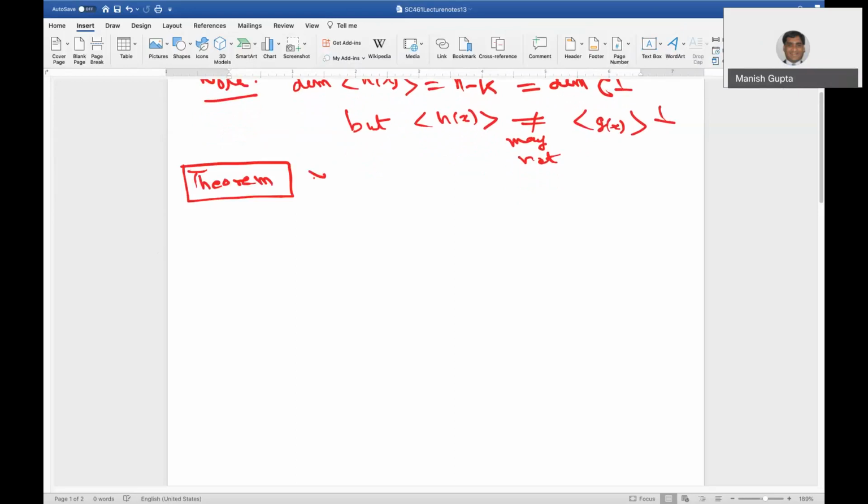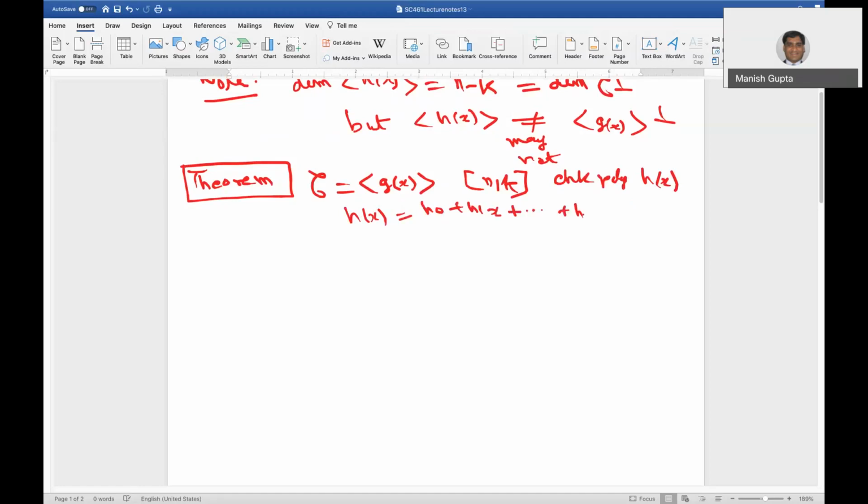If C is a cyclic code generated by g(x), C is an (n,k) cyclic code, I can assume, and suppose the check polynomial is h(x). We know that g(x) is of degree n minus k and it's a monic polynomial. Similarly, h(x) is of degree k and it's a monic polynomial. So suppose h(x) is of the form h0 plus h1x plus dot dot dot hk x raised to power k.